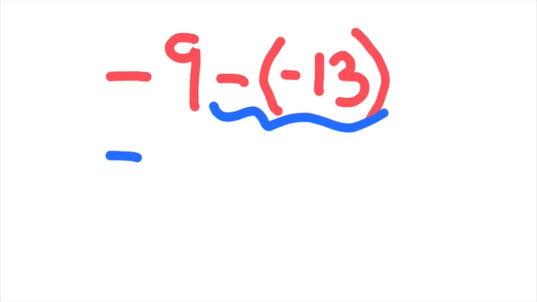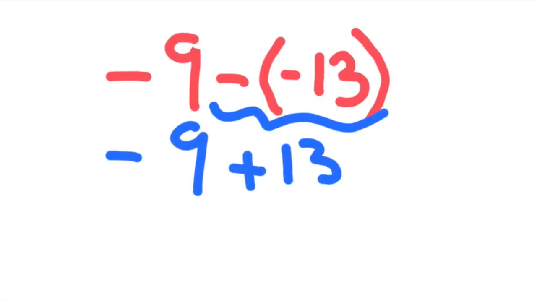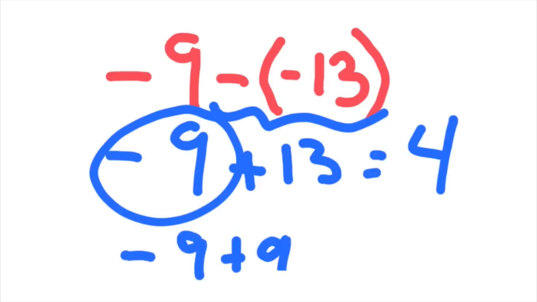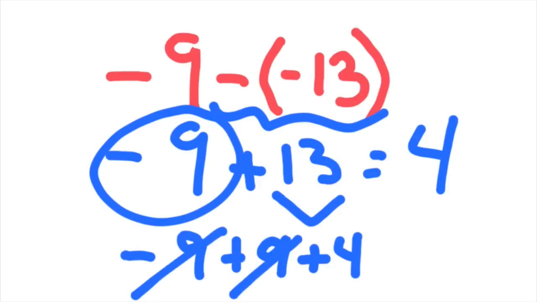So we can change this into negative 9 plus 13. I would start at negative 9, and I would have to count up 13, and that would make positive 4. Or if you wanted to think about it another way, you could go negative 9 plus 9 plus 4. 13 is the same as 9 plus 4. And negative 9 and positive 9 cancel out, leaving positive 4.